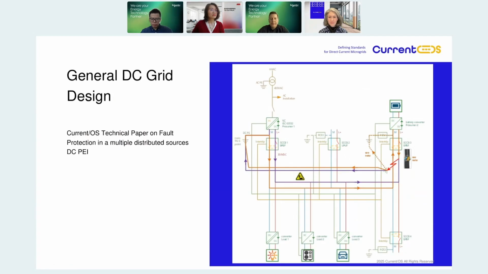But also, besides that, CurrentOS also gives technical paper information. Technical paper, for example, of how the fault protection is done in the zoning system, in zone 3 installation, in zone 3 of your system. And that is shown in the picture on the right side.